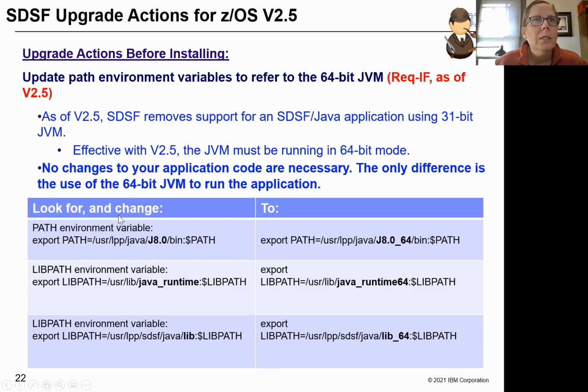So this is the look-for and change column, and this is what you need to change it to. You can see here what I have in bold, it's a very easy change for what you need to put for your path and lib path variables. Okay, really easy to do. That's a simple change. No fire on that.